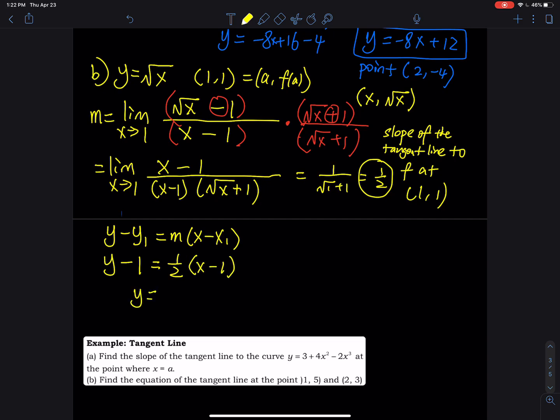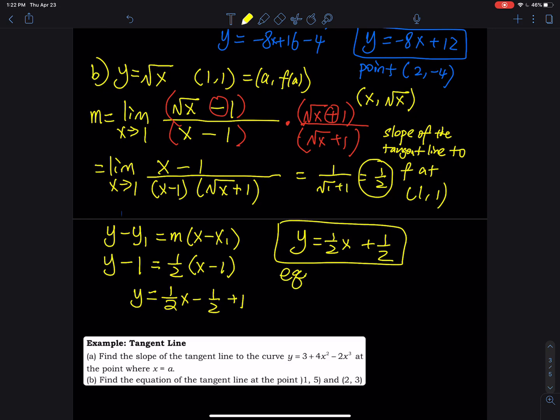And then y equals 1/2 x minus 1/2 plus 1. So you end up with y equals 1/2 x plus 1/2. This has a name. This is called the equation of the tangent line to the function f at 1 comma 1.